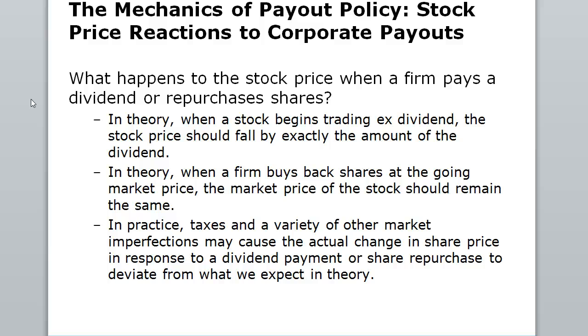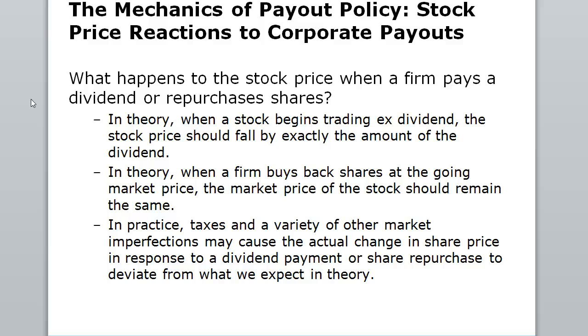So when Microsoft had a special dividend of $3 a share, say Microsoft was trading at $25 a share, after the ex-dividend date, the stock went from $25 to $22 a share, denoting the fact that the dividend is no longer attached to the stock price. So the stock price, because you're basically removing that value from the company, should fall exactly by that amount.